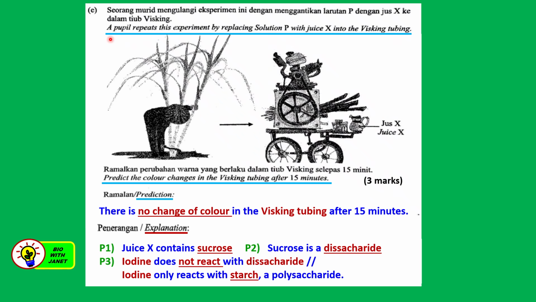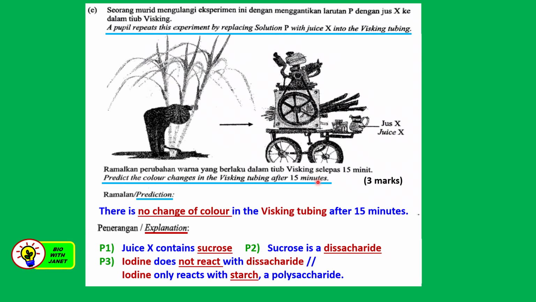Next question. This is a prediction question. A pupil repeats this experiment by placing solution P with juice X into the Visking tubing. Now let's look at this diagram. It shows a farmer harvesting the sugar cane and then producing the juice X, which is actually the sugar cane juice. A pupil repeats this experiment by replacing solution P with juice X in the Visking tubing. Now predict the color changes in the Visking tubing after 15 minutes.